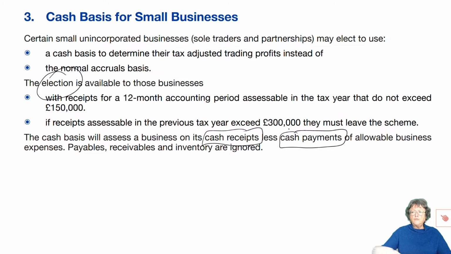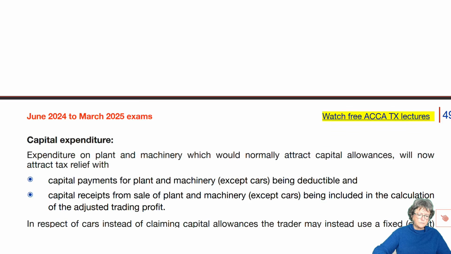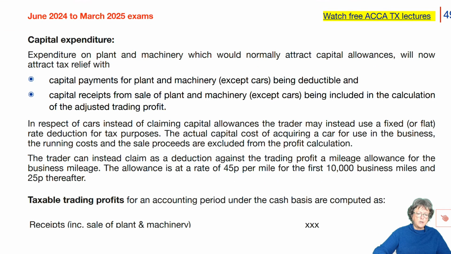So there are certain rules that need to change that we need to be aware of. Capital expenditure: capital expenditure on plant and machinery would normally attract capital allowances. Instead, any payments for plant and machinery are deductible. It's an allowable expense at the time that you pay for it, except cars. And plant and machinery capital receipts, if you sell something, become income and need to go in.